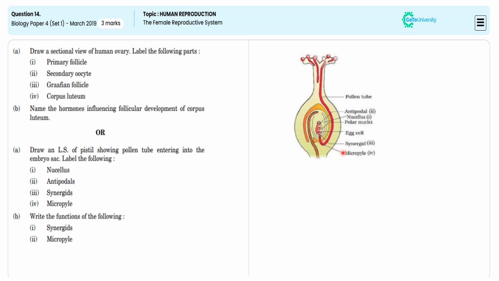In the micropyle area, exactly, the pollen tube is entering. For this specification, we are getting another half mark. In this way, we are securing the 2 mark demand of the first optional question.